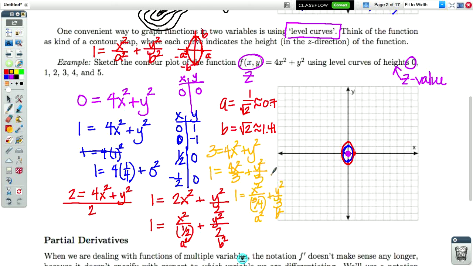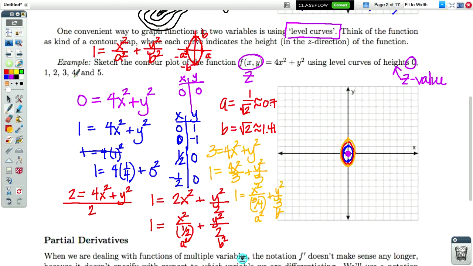So that tells us that B is about, what, 1.57 or something? Square root of 3, or sorry, 1.73. So I'm going to go up 1.73, not quite to 2, and there. And then the square root of 3 over 2 is about 0.86, so we're still not out at 1. So it's getting taller faster than it's getting wider.